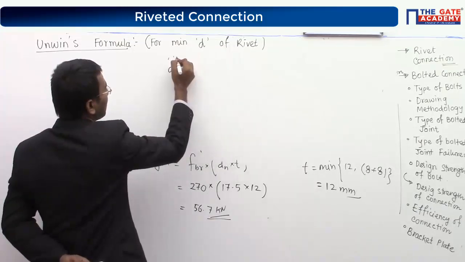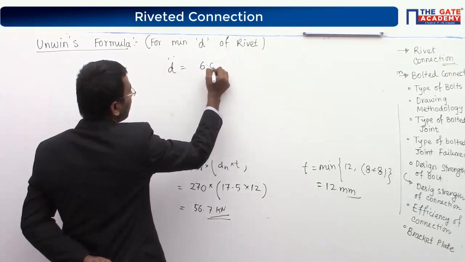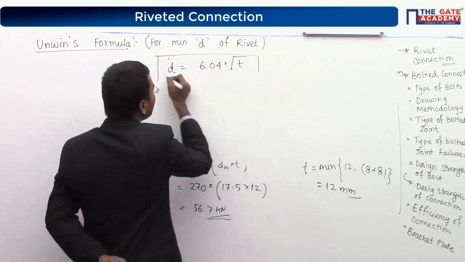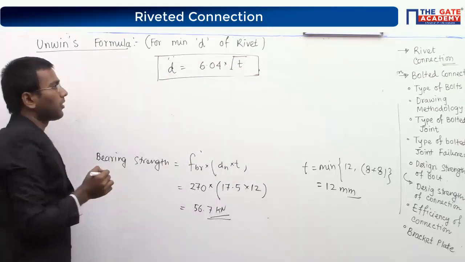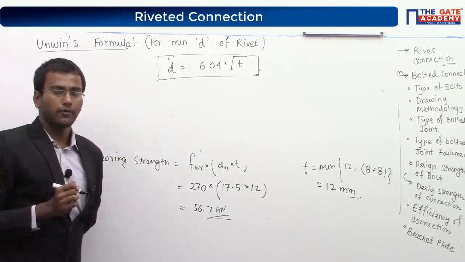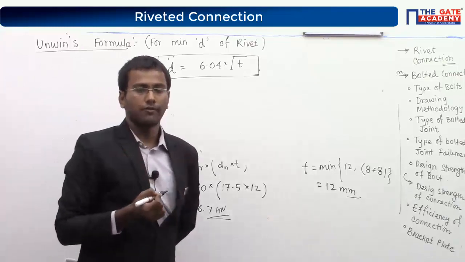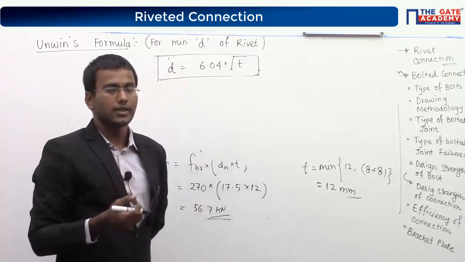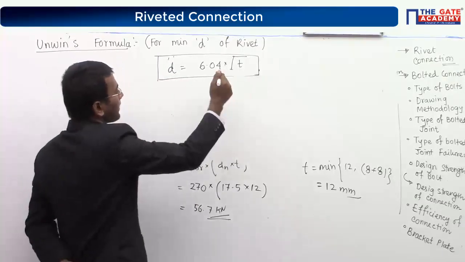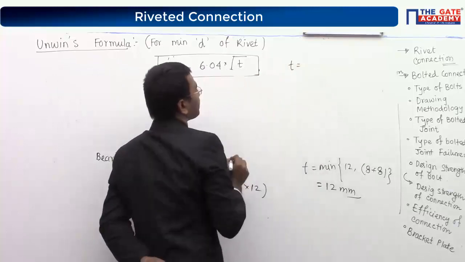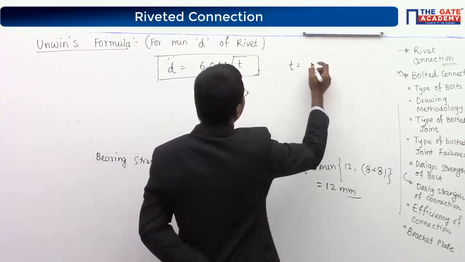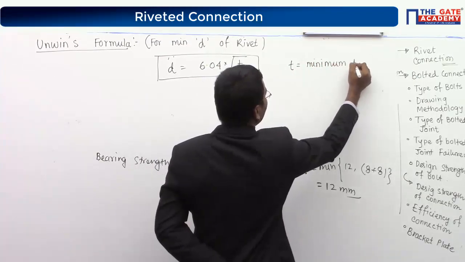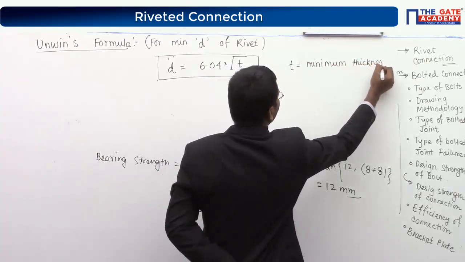D equal to 6.04 multiplied by under root of T. Important formula, but not important from the GATE point of view, but important for some PSC examinations, or if you want to prepare for some PSU examinations or JEE examinations, for that purpose. Where T equal to nothing but the minimum thickness value.